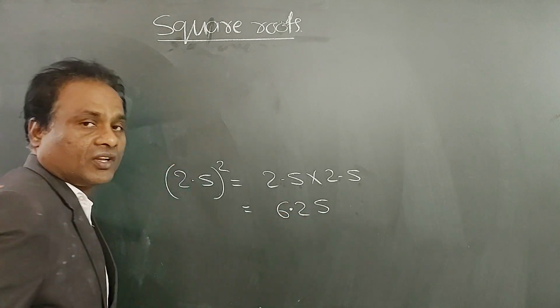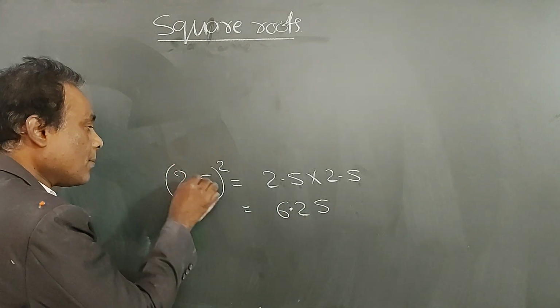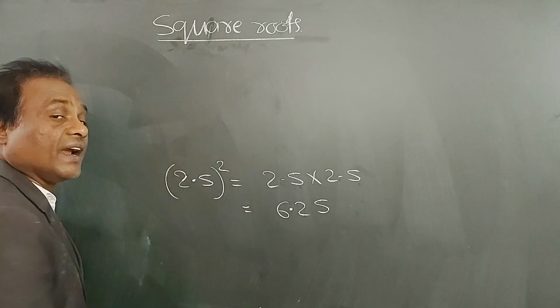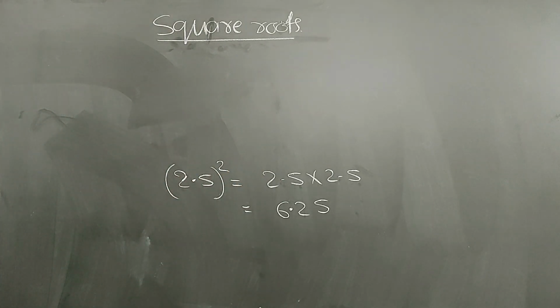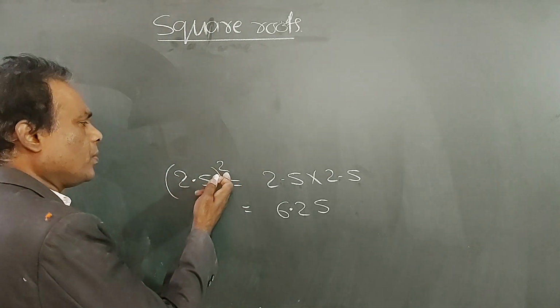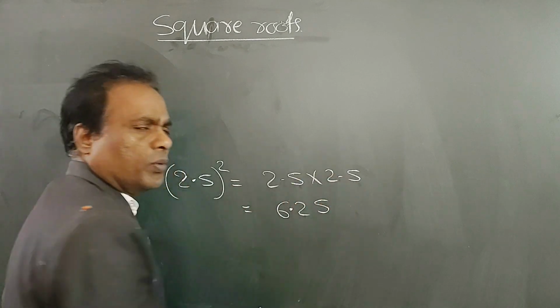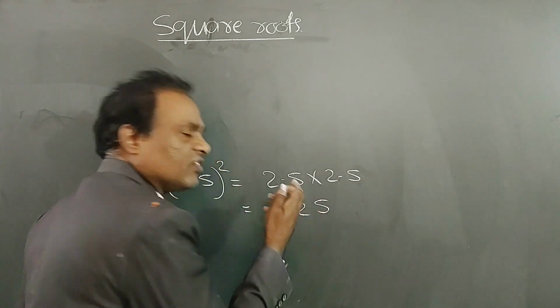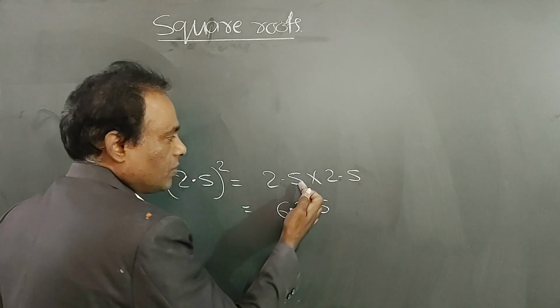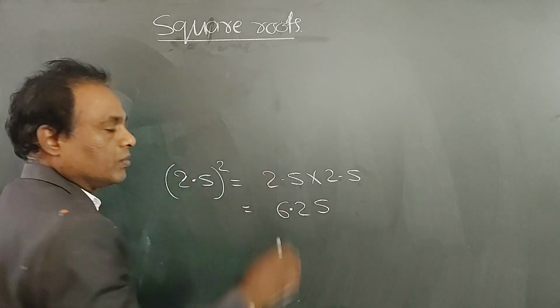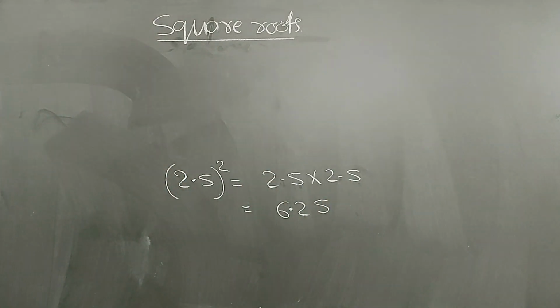This is the procedure. So when decimal numbers are given, we can find the square. Square means very simple. 2.5 whole squared is 2.5 into 2.5. 25 into 25 is 625. One digit decimal, one digit decimal, two digits decimal, 6.25. Like this.